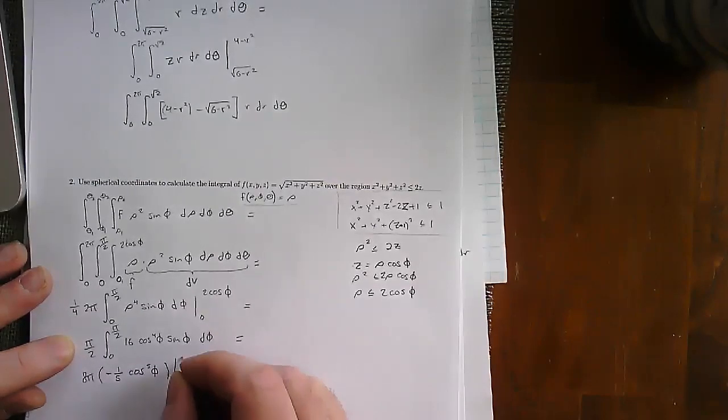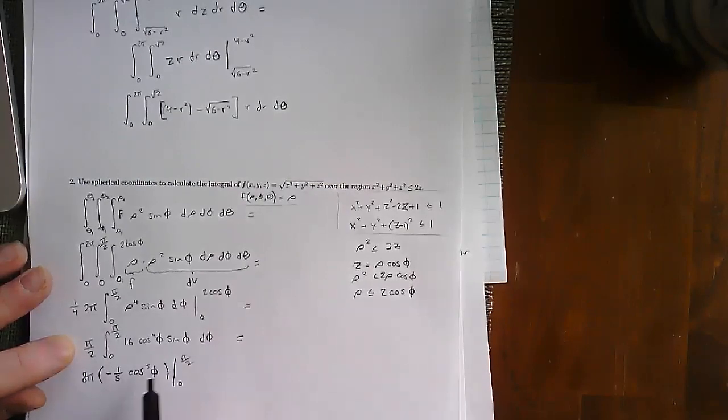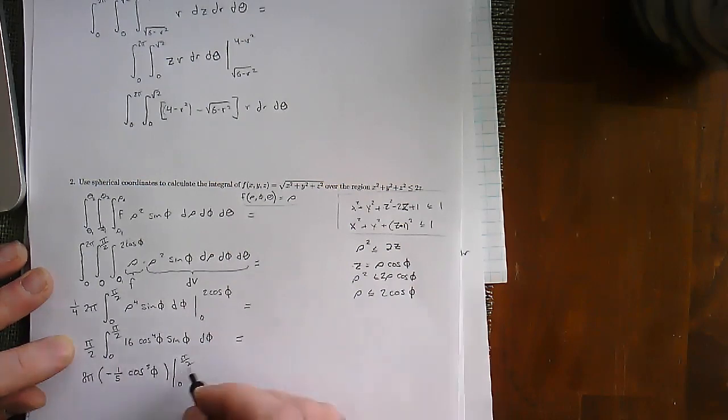Again, evaluated at 0 and pi over 2. So let's just check that by differentiating. 5 comes down. We'd have negative cosine to the 4th, the derivative of cosine is negative sine, and so we'd have a positive cosine to the fourth sine phi. Okay, good, that's what we want.